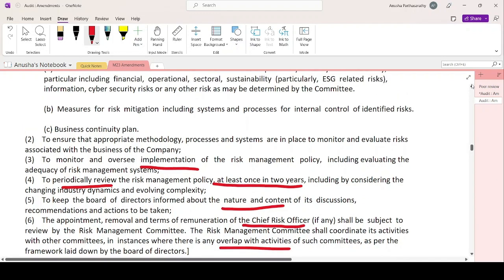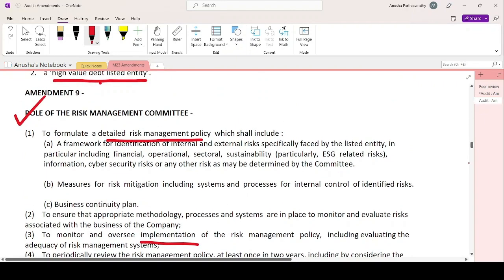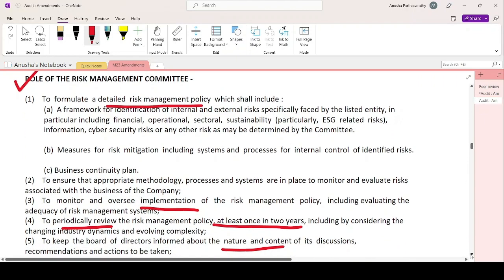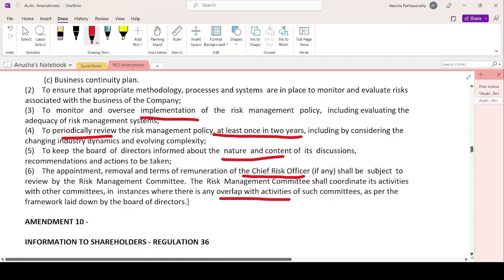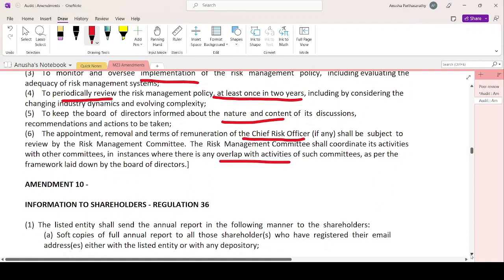Generally, it is about formulation of policy, then ensuring proper methodology is being implemented, then to monitor, then to periodically review at least once in 2 years, and then to keep the directors informed about the content of discussions, and then to have control over the appointment, removal, and remuneration of the chief risk officer, if any is appointed for the risk management committee, and also to coordinate with other committees if there is an overlap in the activities that are to be performed.